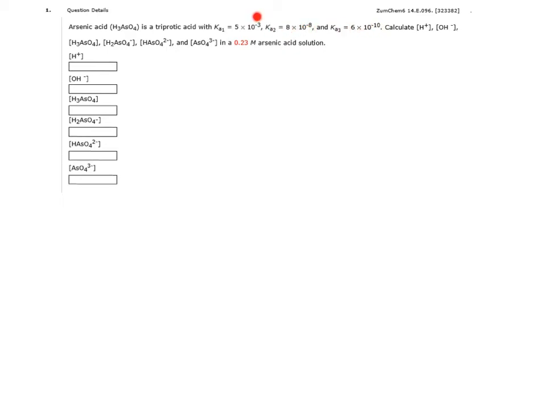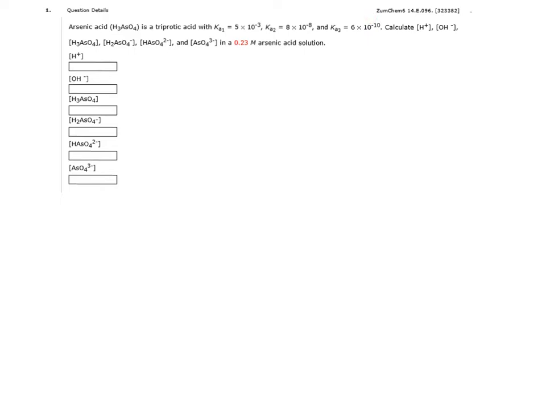The first one, 10 to the minus third, is a pretty high Ka value for a weak acid. The second one is on the low side, 10 to the minus eighth, and the third one is extremely small, 10 to the minus 10th.